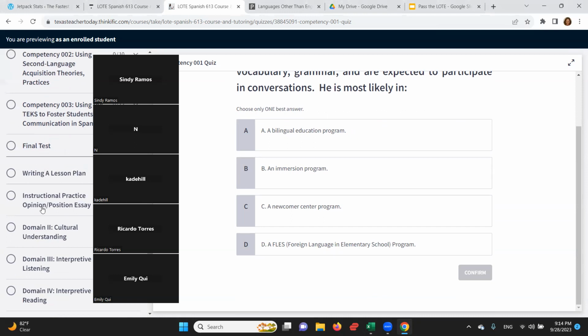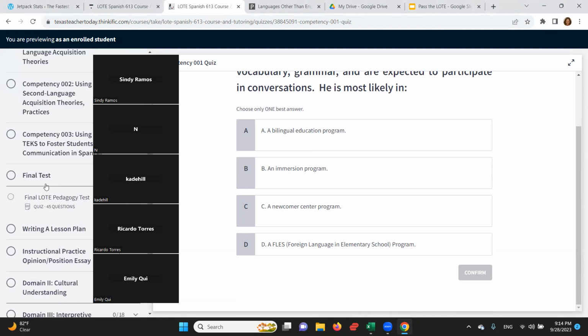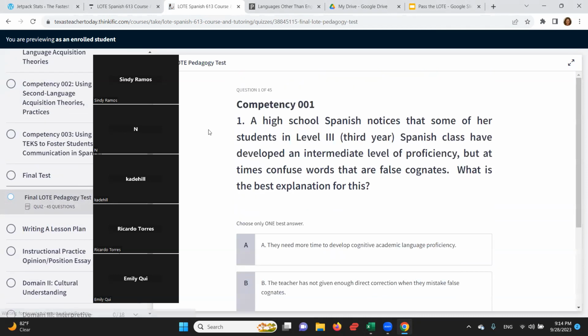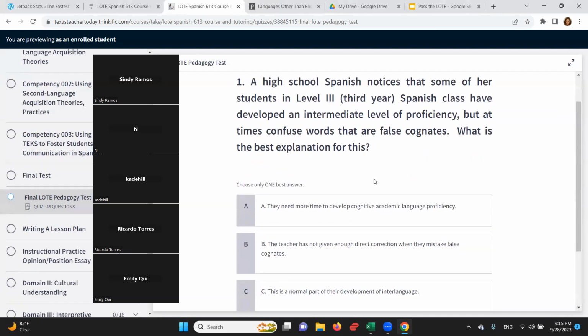We'll skip to the final test, which is going to be a mix of all the competencies, and we'll do a few of these just so you get some variety. A high school Spanish teacher notices that some of her students in level 3 Spanish class have developed an intermediate level of proficiency, but at times confuse words that are false cognates. What is the best explanation for this? So they're confusing false cognates. Cognates are words that look alike and have the same meaning. So false cognates are words that look alike and have different meaning.